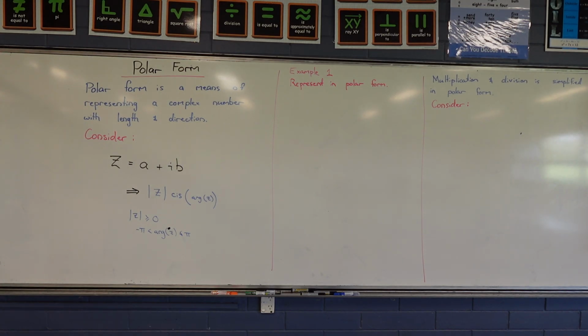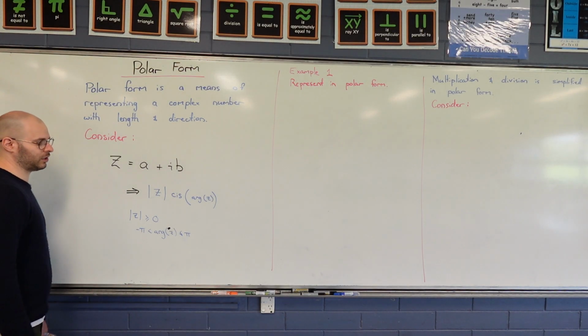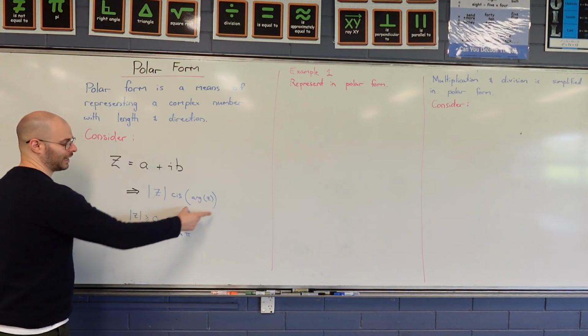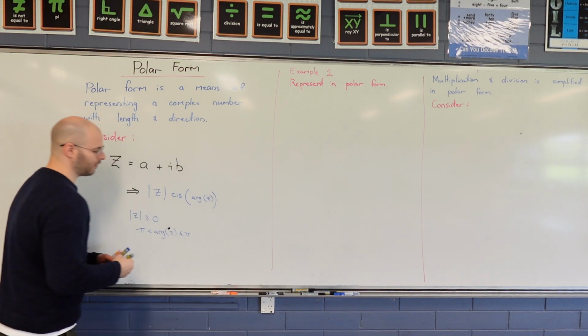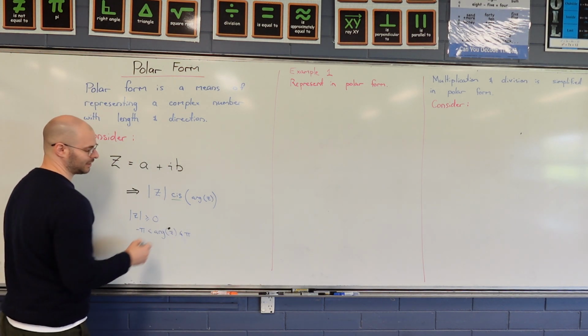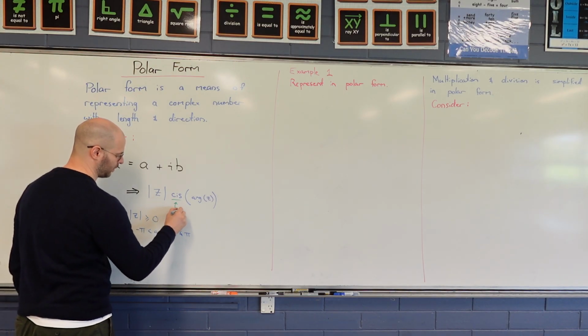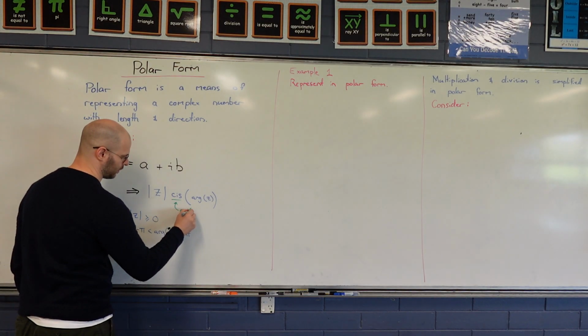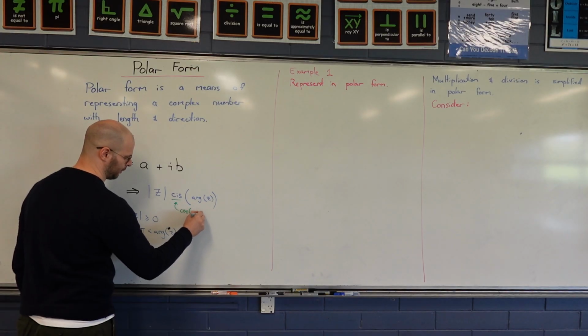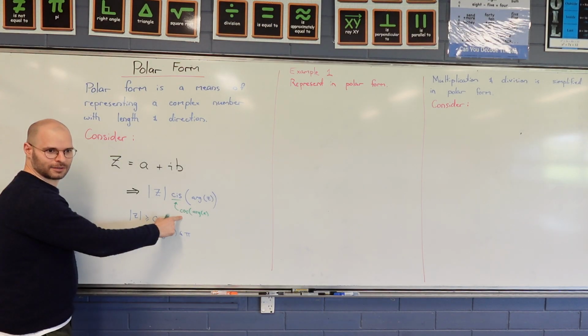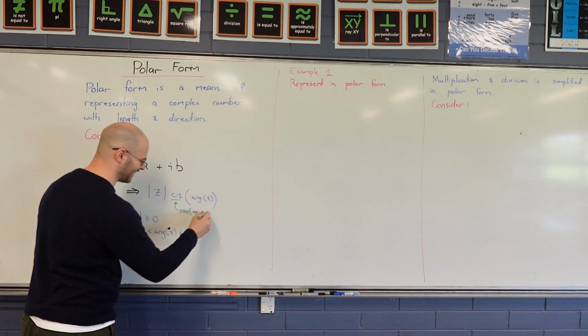So as opposed to representing a complex number by its real and imaginary components, we're simply going to represent it in terms of its length followed by its direction. This guy over here, we pronounce it as cis. Basically, it's a shorthand version of cos arg z, plus i sin arg z.